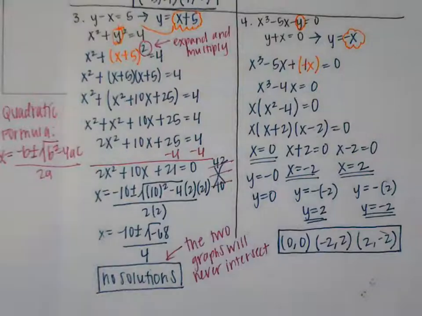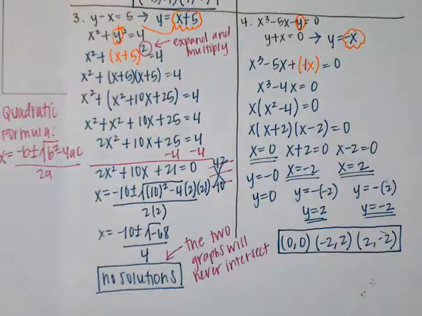So that's the notes for 7.1 and 7.2. So we are done with that. Make sure these are glued into your spiral, and that is it for these notes.